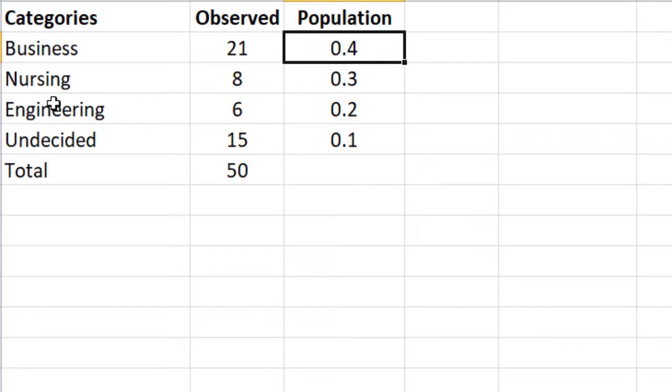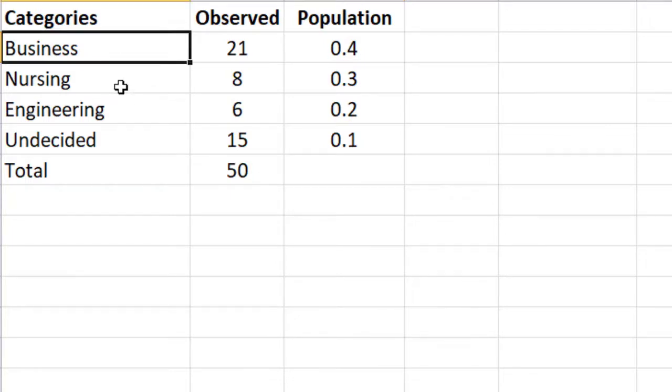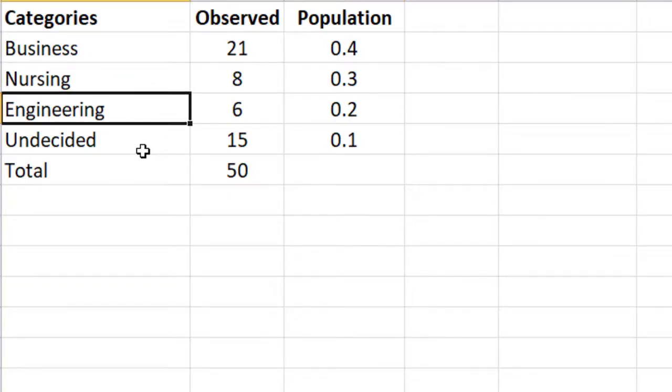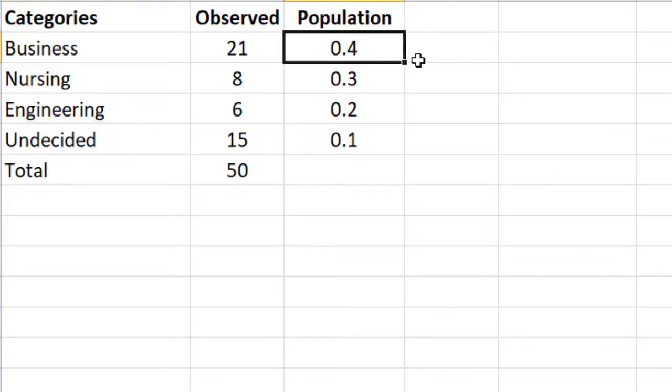So here we got 4 categories. In this entire population, think about the whole population of students who are taking that math course, whatever that math course is, then the entire population is split into 4 categories. There's business major, there's nursing, there's engineering, and there's undecided. And so the claim is stating that all of these are the proportions corresponding to these different categories here.